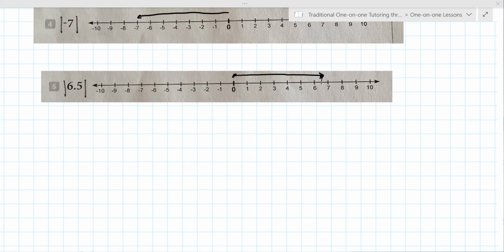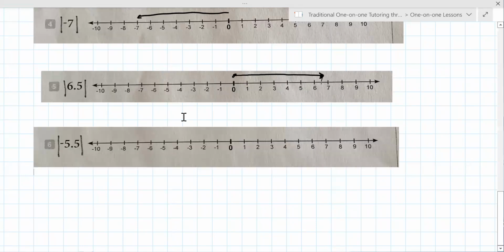All right. So number 6, maybe you've already got that one done, but try that one next. Okay. So again, just somewhere in between -5 and 6. There it is. Perfect.